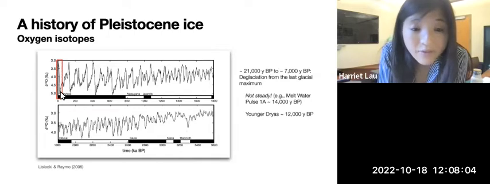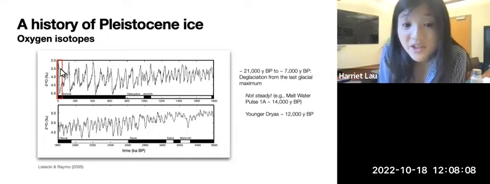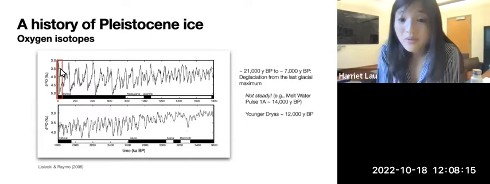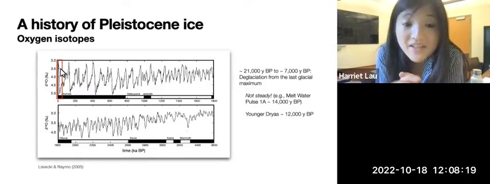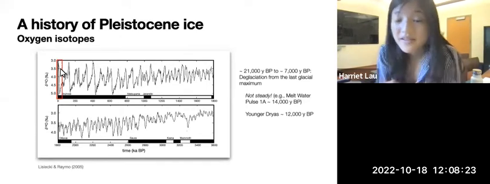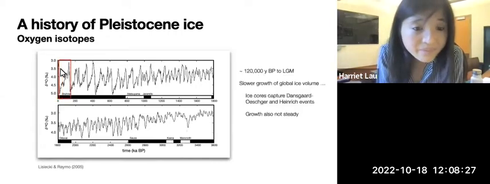21,000 years ago, we have the last glacial maximum. From then to today, we've got the deglaciation happening from about 21 to 7,000 years ago. This deglaciation wasn't steady. There were lots of really high melt events like meltwater pulse 1A around 14,000 years ago. As I said, it wasn't steady. There were pulses of different types of events.